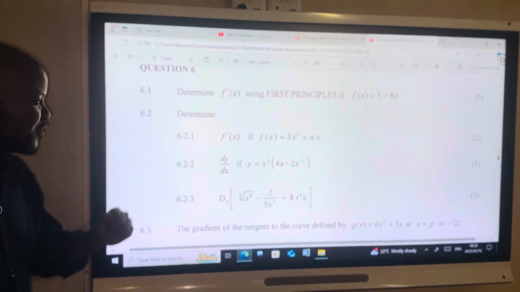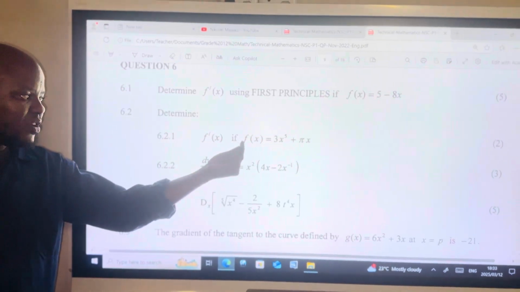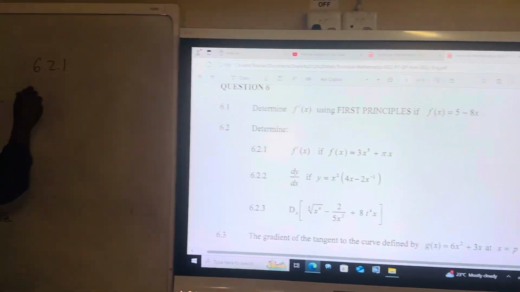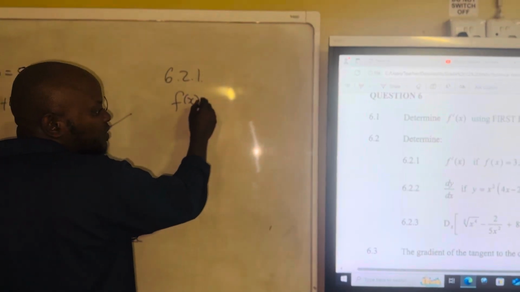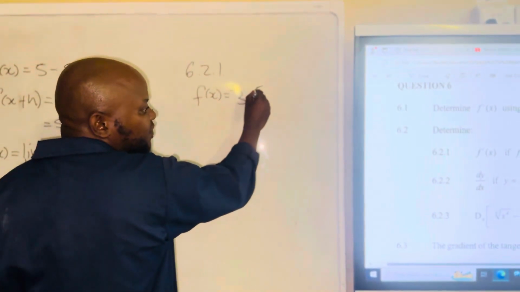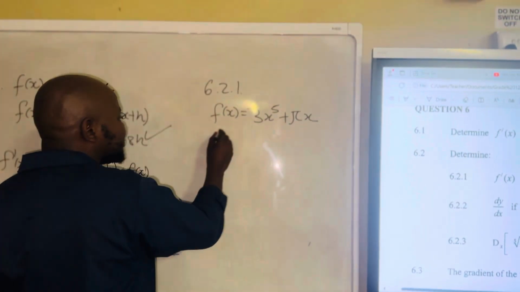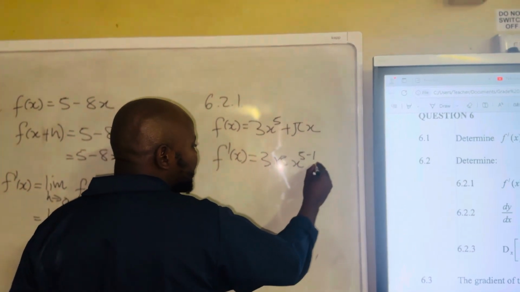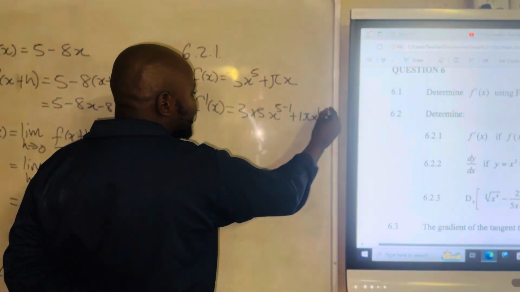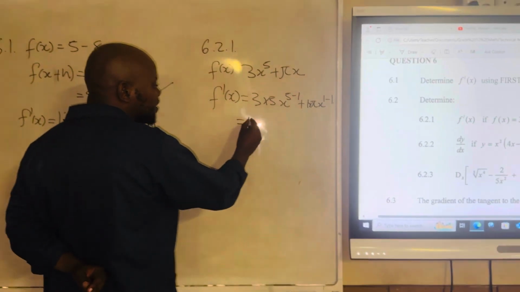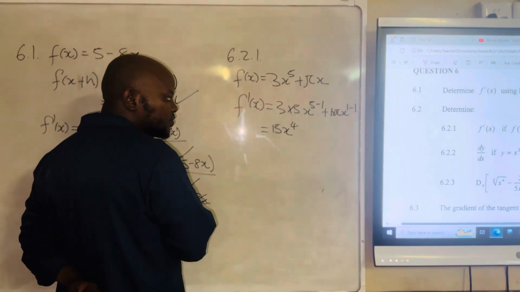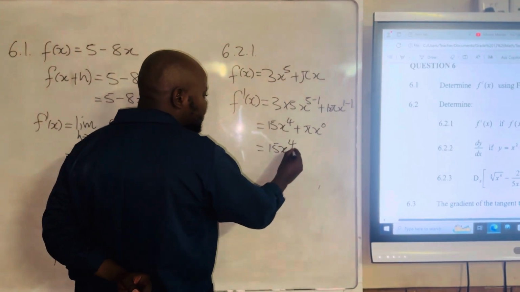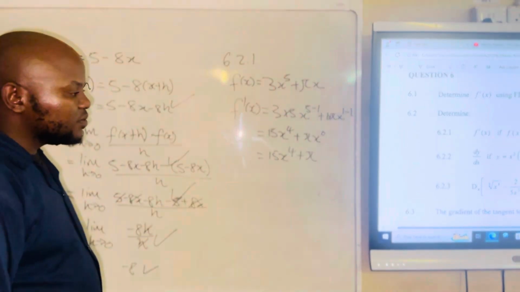So we're going straight to 6.2.1. It says determine f prime of x if f(x) is equal to 3x raised to the exponent of 5 plus pi x. So f prime of x equals: we drop the power and reduce the power by 1, so 5 times 3 gives 15x raised to the exponent of 4, plus 1 times pi x raised to the exponent of 1 minus 1, which is pi x raised to the exponent of 0. That is 15x raised to the exponent of 4 plus pi. That will be our 6.2.1.